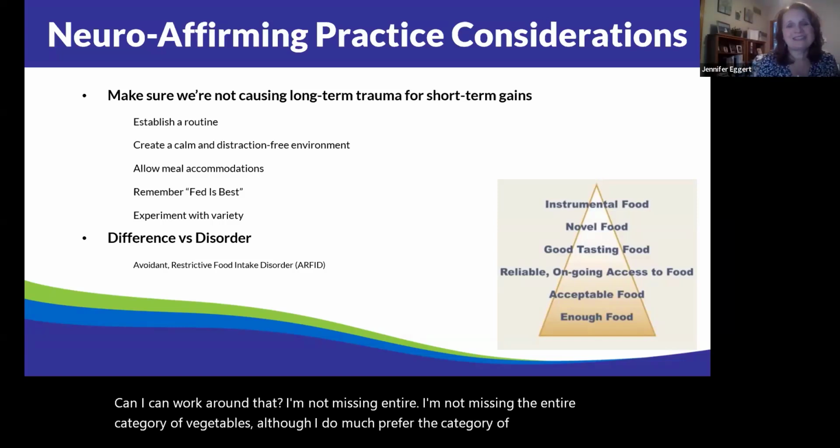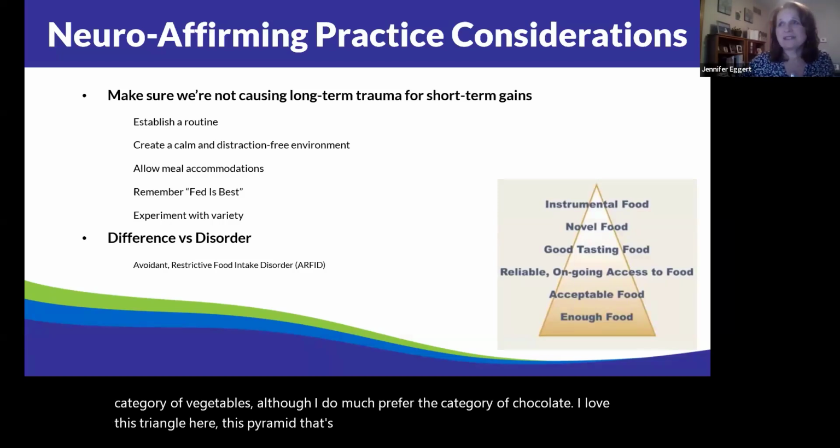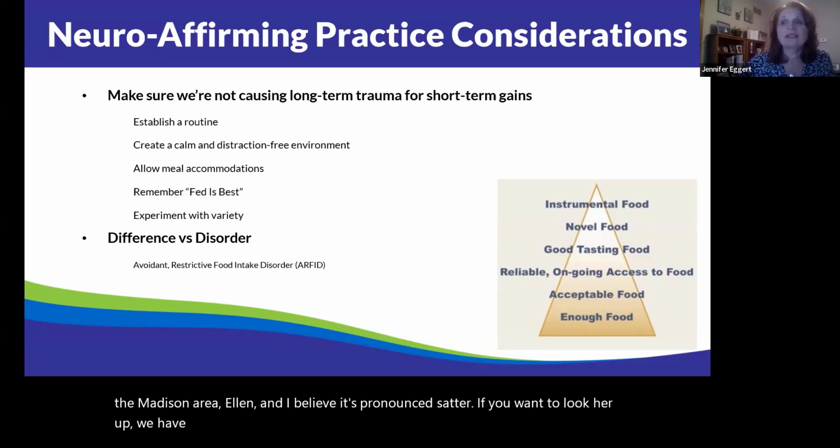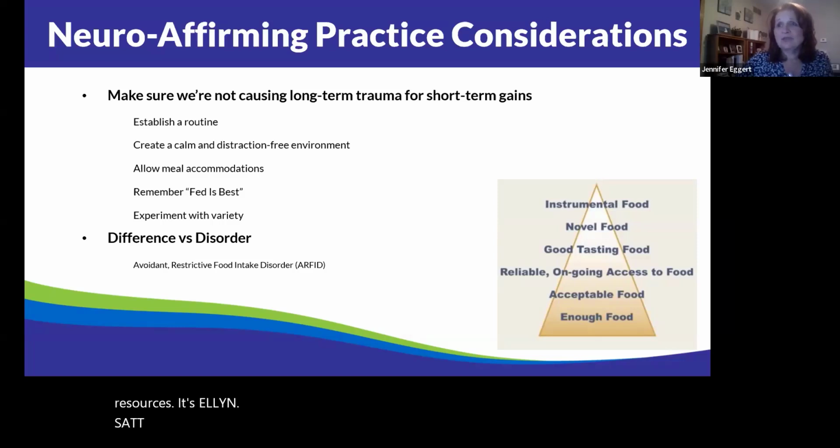I love this triangle here, this pyramid that's from somebody here in our own state out of the Madison area, Ellyn, and I believe it's pronounced Satter. If you want to look her up, we have the link at the end there in the resources. It's E-L-L-Y-N S-A-T-T-E-R. And the idea of this resource is that we have a hierarchy of food needs, right?